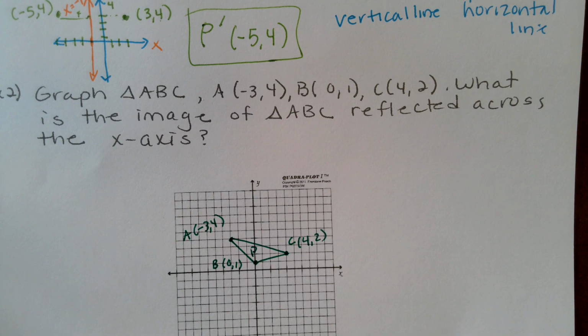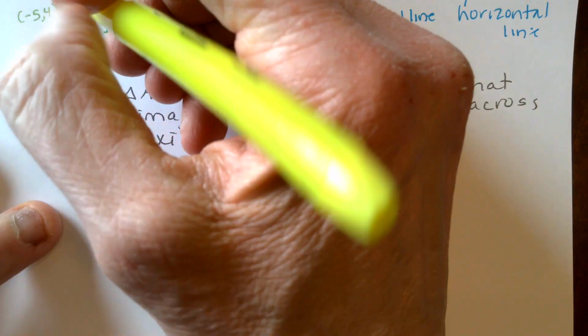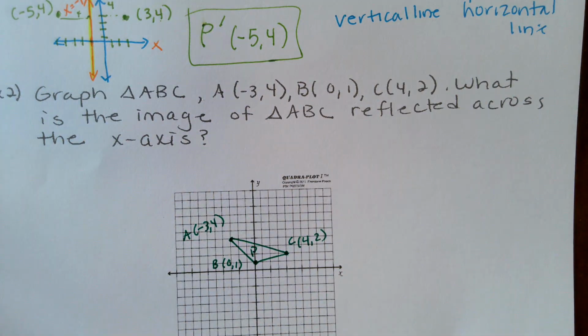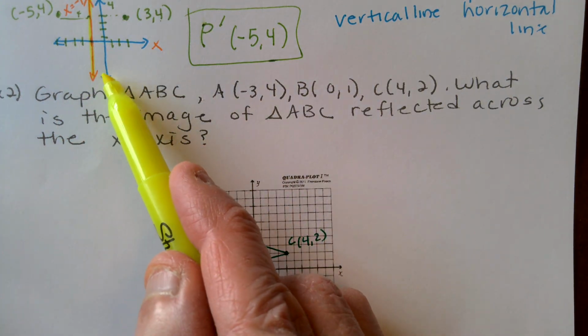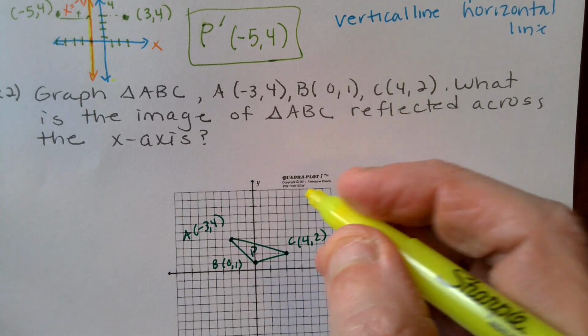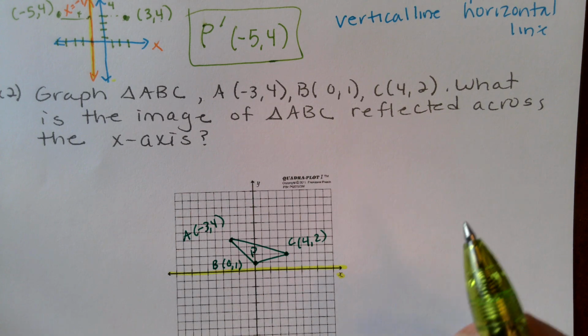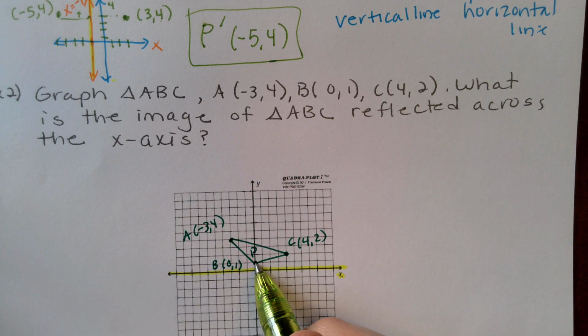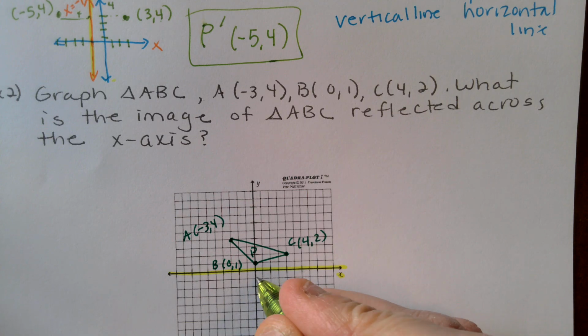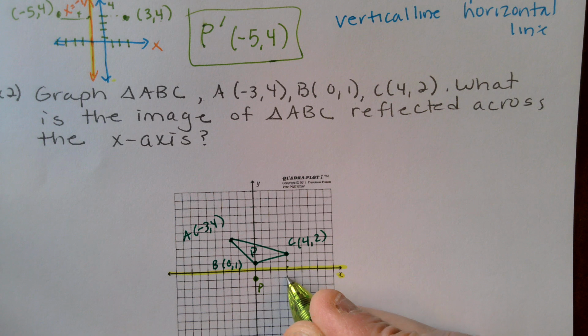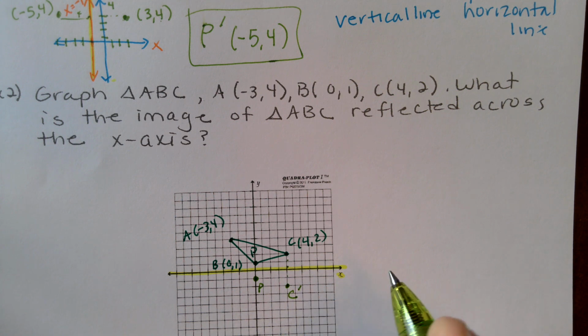So I recommend using a highlighter so that that reflecting line, and I should have done that up here too, because sometimes we get these lines mixed up with the axis. So in this case, it is the axis, so we're going to reflect across the x, which is right there. So I'm going to highlight that line. And now, let's reflect. So we're going to count how many spots to the line and past it. So 1 and then 1. So P prime is right here. And then 1, 2, 1, 2. C prime.